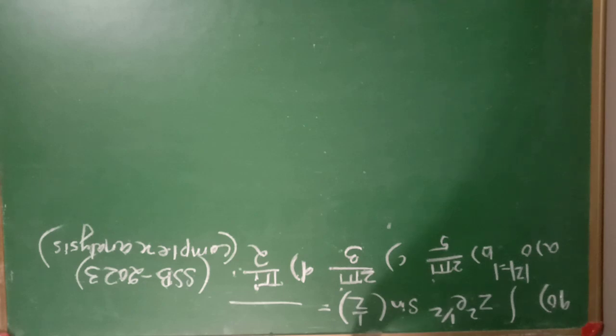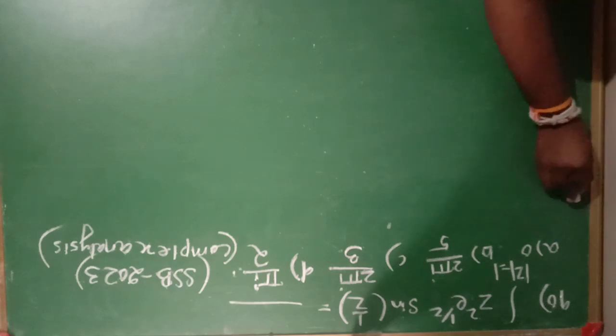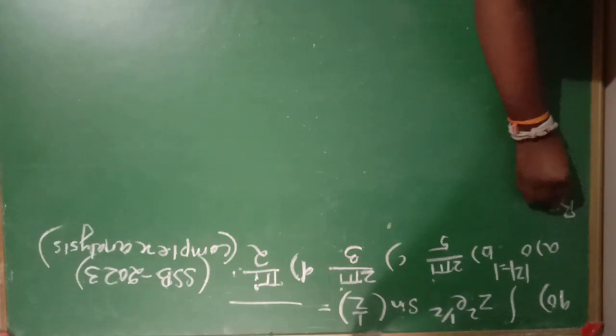Option A says 0, B 2 pi i by 5, C 2 pi i by 3, and option D pi i by 2. We have to find the complex integration. We can solve this complex integration by using the residue theorem. So first we recall what the residue theorem is.